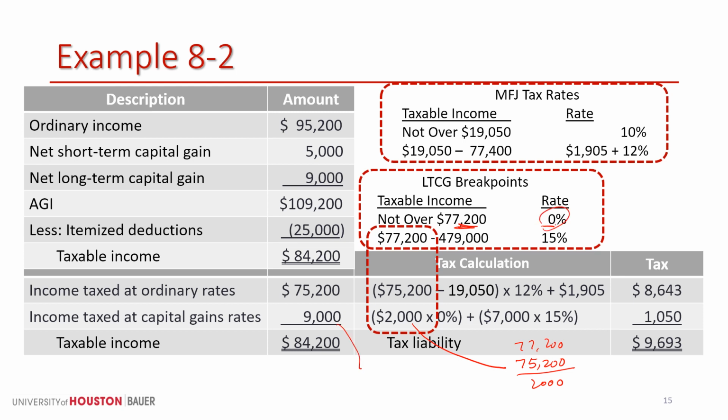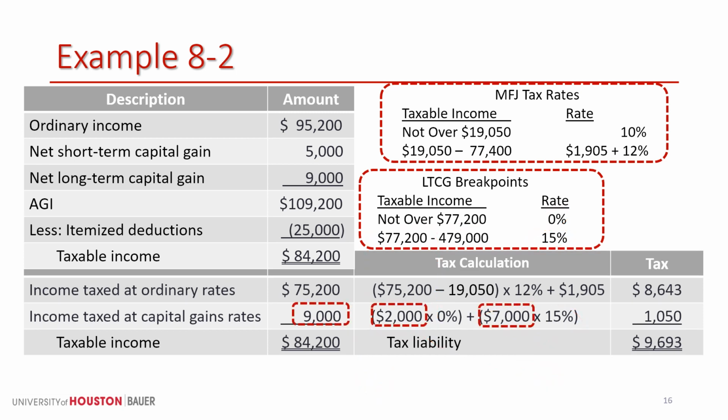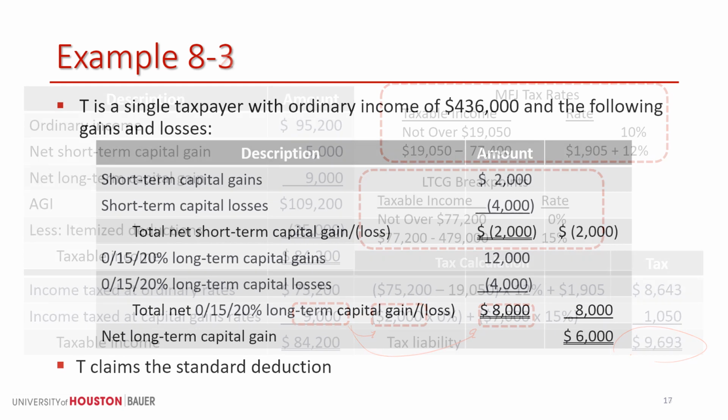That, of course, leaves, if we subtract $2,000 out of that $9,000, the $7,000 that would then be taxed at 15%. We can see that right here. So together, we're going to separate the $9,000 into its components and tax them at the appropriate rate. The total tax is then $9,693.